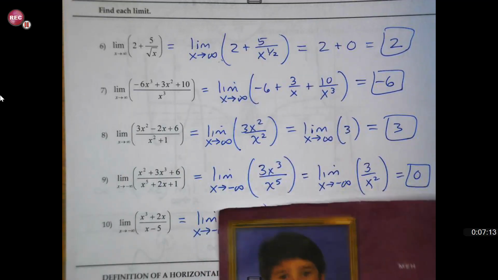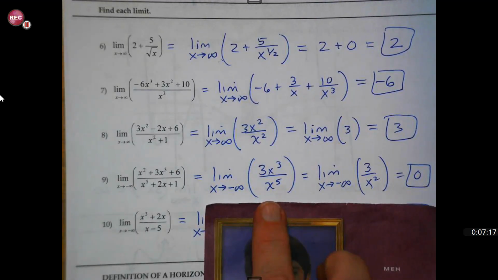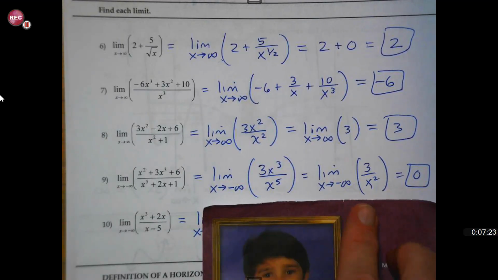Okay, welcome back, guys. So for this one, I just did the ratio of 3x cubed and x to the 5th, since those are the highest powers in the numerator and denominator. That simplifies to 3 over x squared. And as x goes to -infinity, that denominator is going to get infinitely large. So the value of that function is just going to approach 0 as x goes to -infinity.